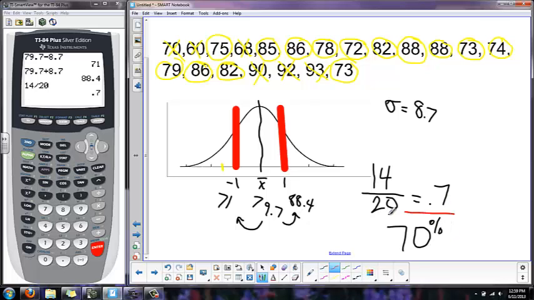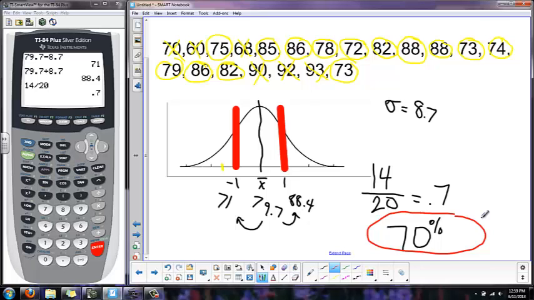That is definitely a hard question. That's why I'm glad that we could do that together, because you will absolutely see something like that on the test. Okay? Now part B, do the results of the examination approximate a normal distribution?